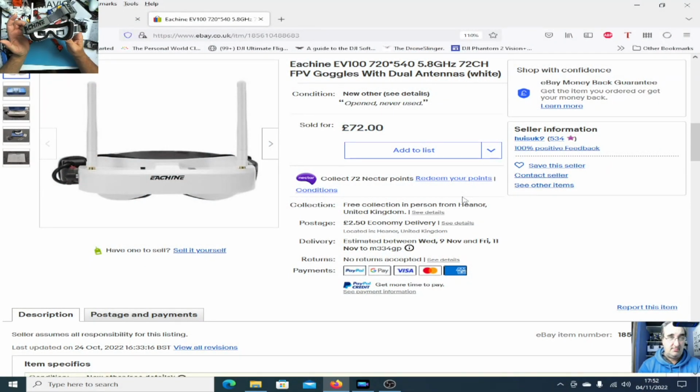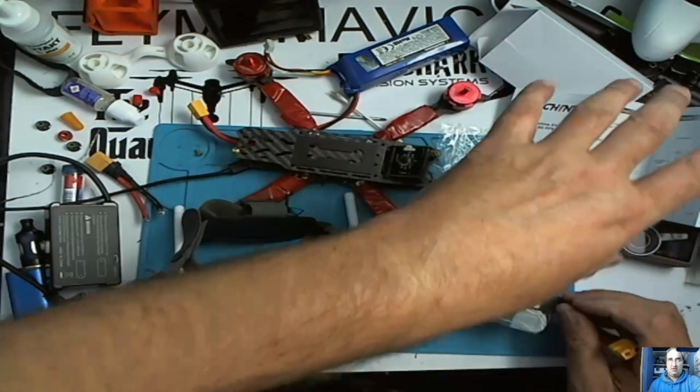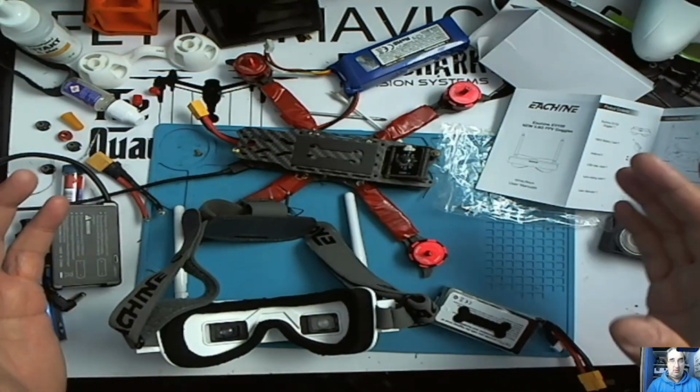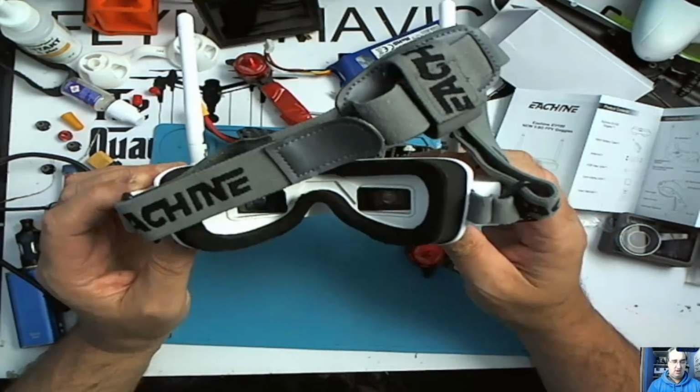That might be a good price, it might not be a good price. Let me know in the comments if that's a good price or not, because I don't know what they are. But this is the last thing I need to buy. I've got the battery, I've got the quad built, I've got props, I've got a controller that works, although if it all works, I'm going to be buying a new controller. And I've now got a decent pair of goggles to fly with.